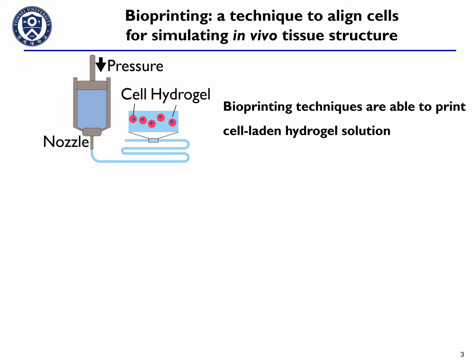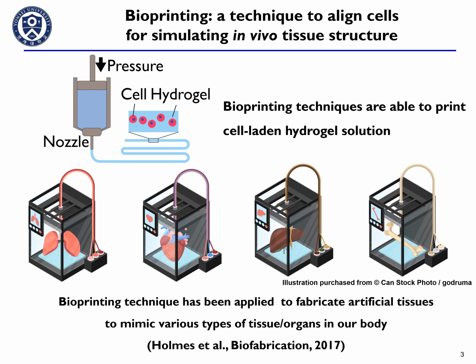Bioprinting techniques are able to print cell-laden hydrogel solution. Recently, researchers have tried to fabricate artificial tissues to mimic various types of tissues and organs in our body using the bioprinting technique.